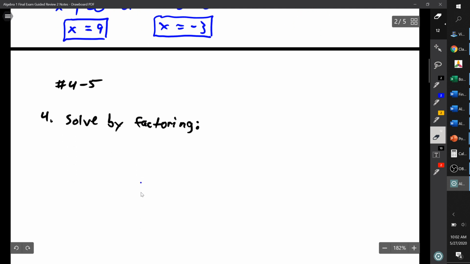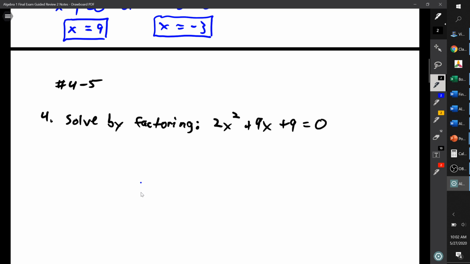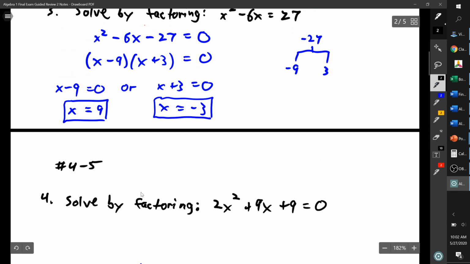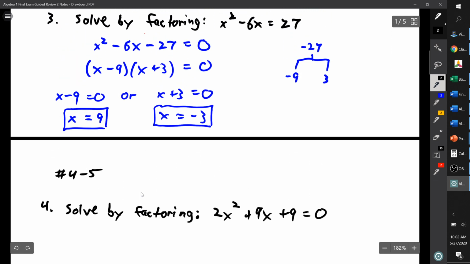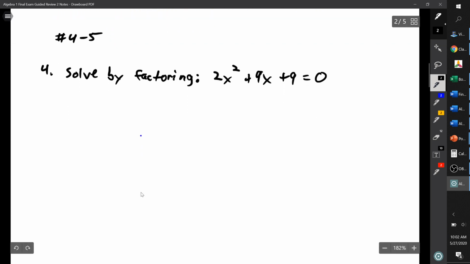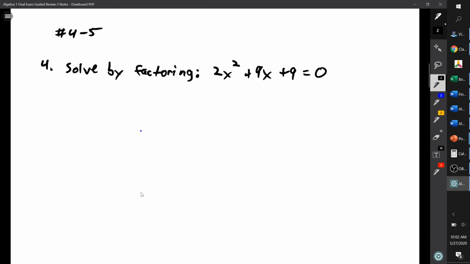Okay, back to number 4, though. Here's what we're solving by factoring. We are solving 2x squared plus 9x plus 9 equals 0. Now, key difference between number 4 and number 3. Number 3, if I scroll up, we had a 1x squared. Number 4, we do not have a 1x squared. And that changes how we have to do it.